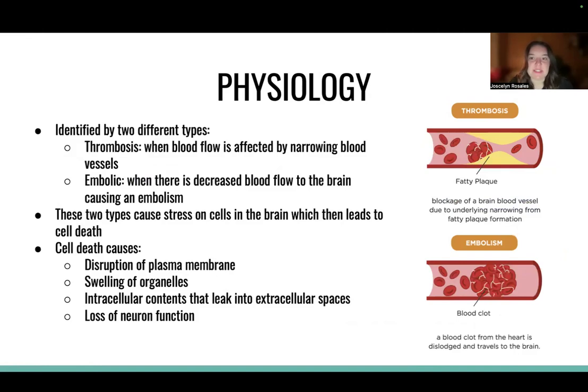There are two different types of ischemic strokes. A thrombosis is when blood flow is affected by narrowing blood vessels, usually due to the plaque and buildup in the arteries. Or there's an embolic type of ischemic stroke, when the decreased blood flow to the brain causes an embolism in the brain and it bursts. These two types cause stress on the cells in the brain, which then leads to cell death. And when cell death happens, it causes disruption of the plasma membrane, swelling of different organelles, intracellular contents that leak into extracellular spaces, and a loss of neuron function.